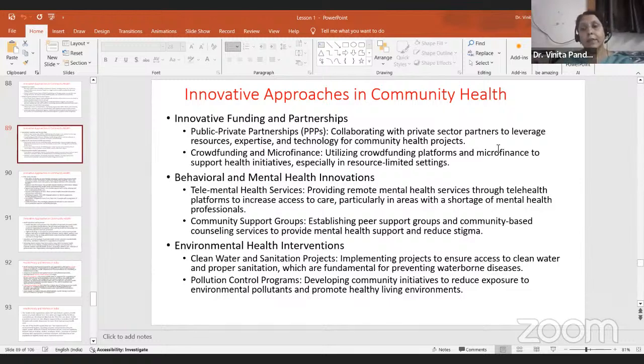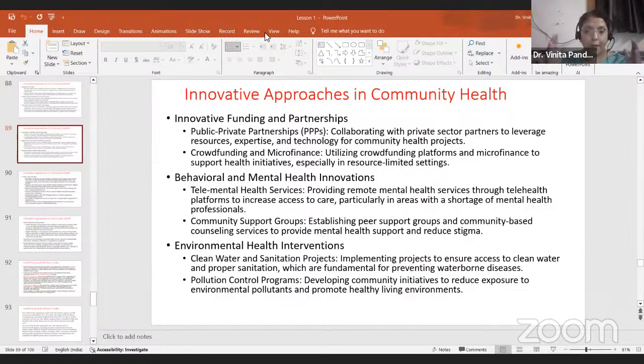And apart from innovative funding and partnerships, we also have behavioral and mental health innovations. So what are these now? I think at some point or the other, we have spoken that after COVID, a lot of emphasis is there on mental health, right? So, as part of this, what is happening? Tele-mental health services. So, we are providing remote mental health services through telehealth platforms to increase access to care, particularly in areas with a shortage of mental health professionals.